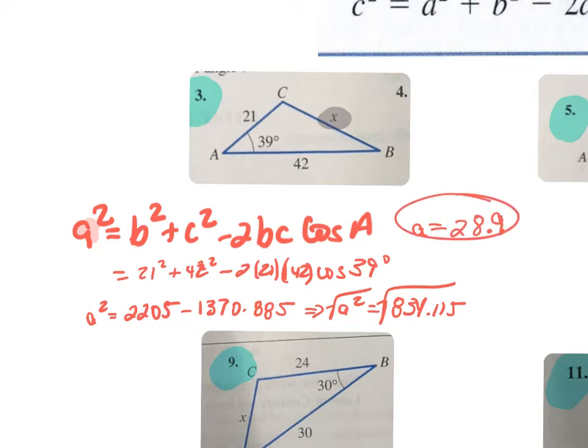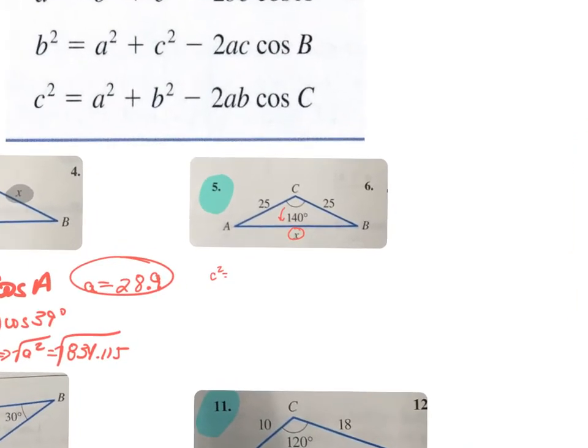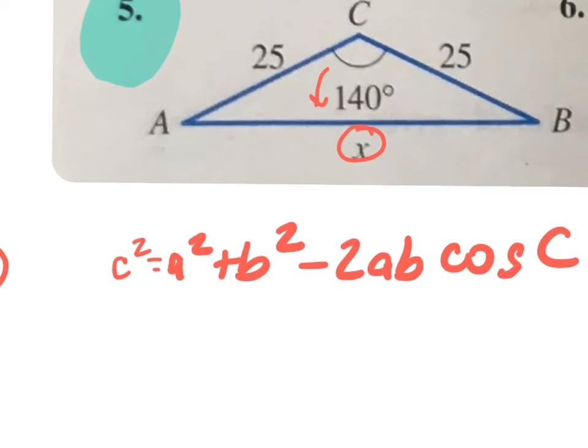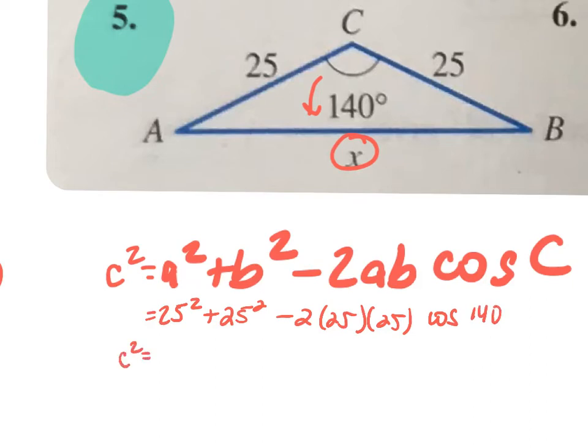All right, same thing is going to happen over here for 5. In this case, I'm looking for the side that's across from angle C. It's side C. So I'm going to use c squared equals, and we just follow our formula, a squared plus b squared minus 2 times a times b times the cosine of C. So A would be 25 because that's across from angle A. Then I have 25 squared plus 25 squared minus 2 times 25 times 25 times the cosine of C, which is 140 degrees.